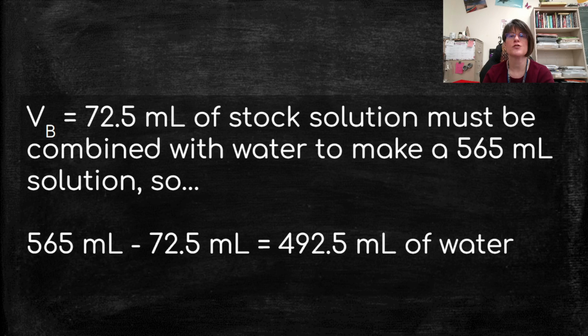So what amount of water do I need? Well, 565 milliliters minus the 72.5 milliliters is 492.5 milliliters of water, because the entire solution has to be a combination of those two volumes. We can't just add 72.5 to the 565 or it would be too much.